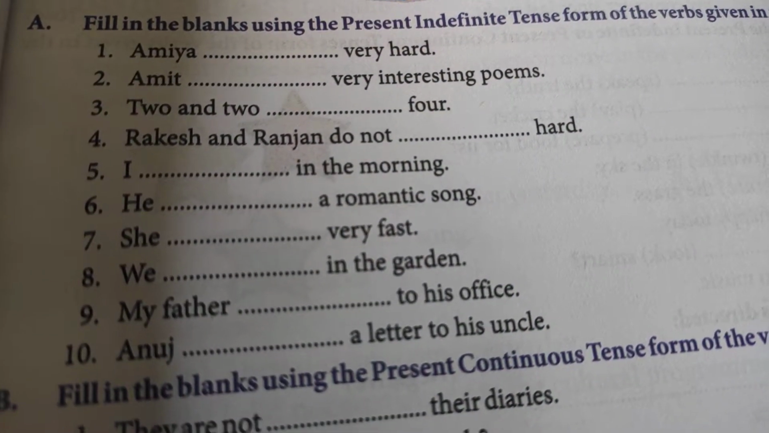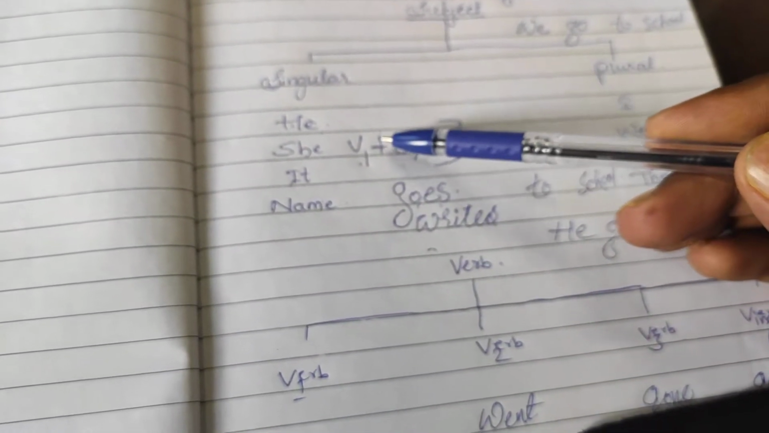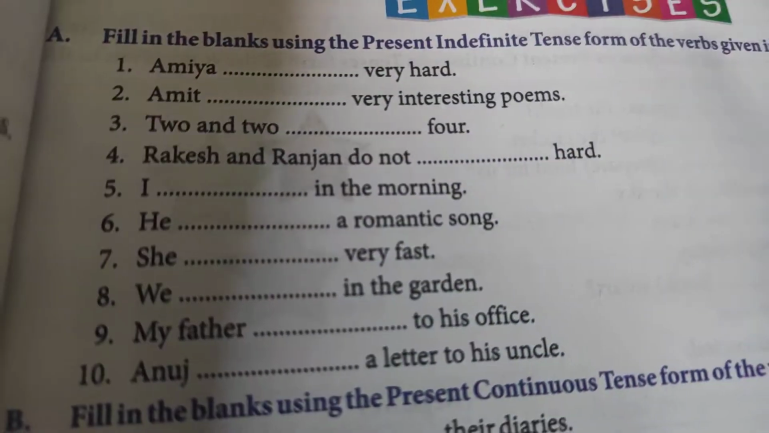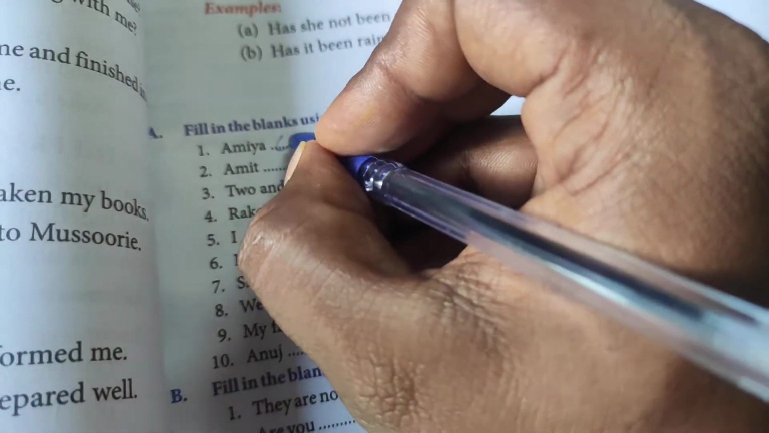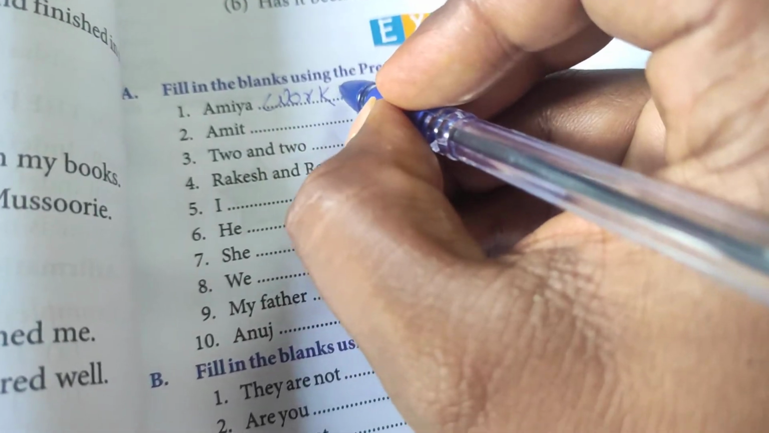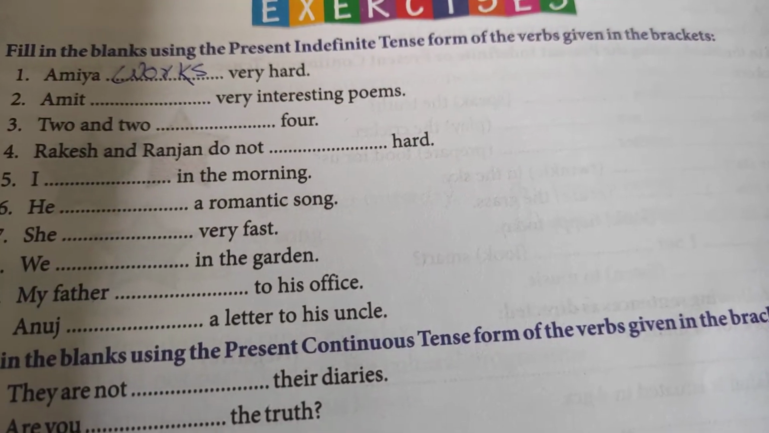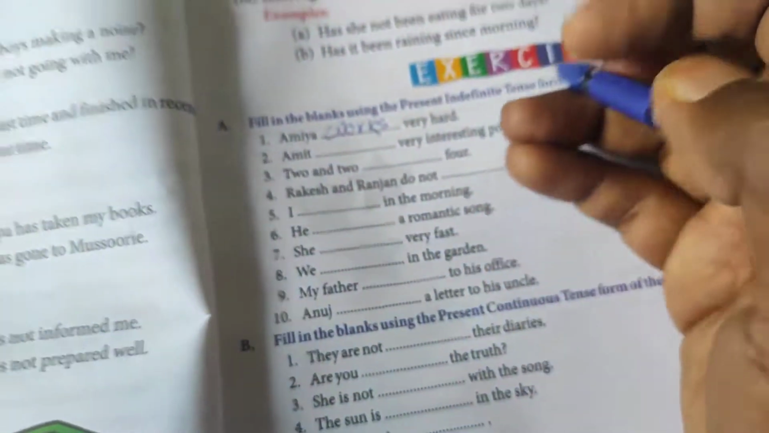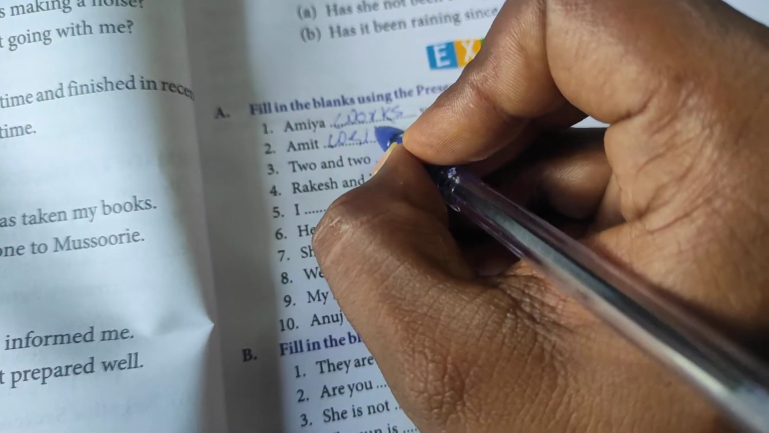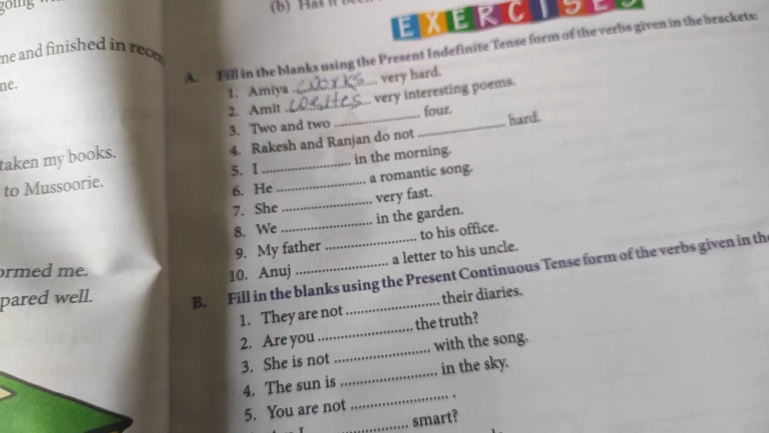So what you have to choose: since it is a name, and we have learned that with the name, you have to add the verb's first form and s or es. So here a name is given, so what you will do, Amiya, and writing the same verb here, you will write work, and adding an s, works. Amiya works very hard. Amit, and write, very interesting poem. So Amit also is a name and is singular. So Amit writes a very interesting poem.